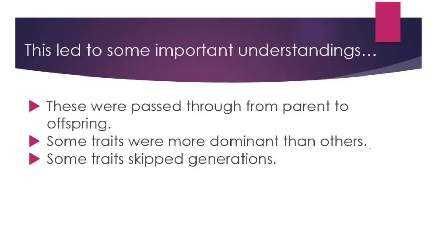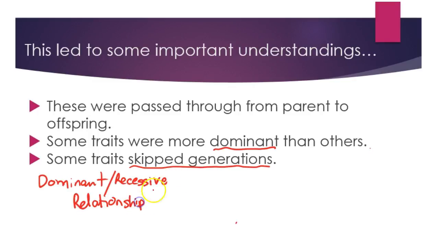Now we're just going to point out some of the important relationships that came from Mendel's observations and other scientists' observations. And the first one was from the observation Mendel had about some traits being more dominant than others and other traits skipping generations. Now, this is actually evidence of a dominant recessive relationship, where one trait actually dominates over another.